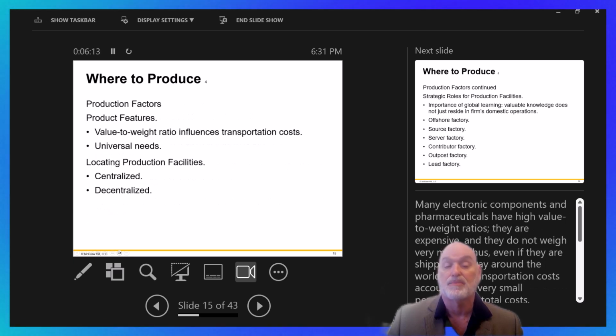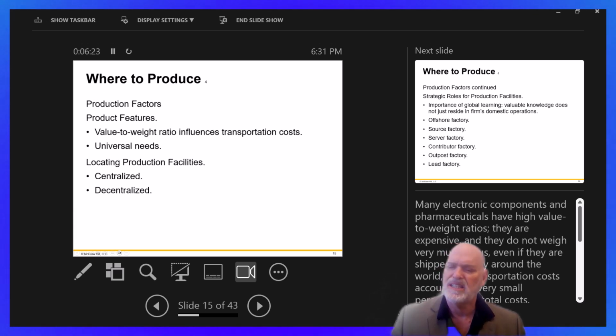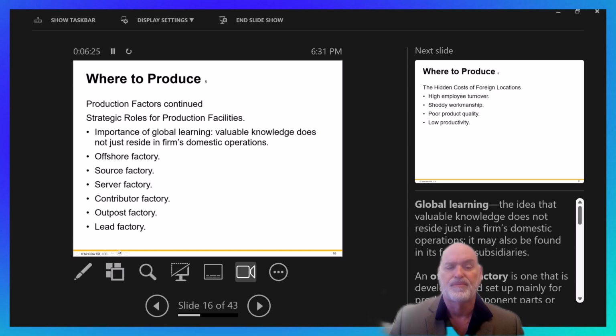Production factors, production features, value to weight ratio influences transportation costs and universal needs. Location of production facilities: is it centralized or decentralized? Strategic roles for production facilities. The importance of global learning.